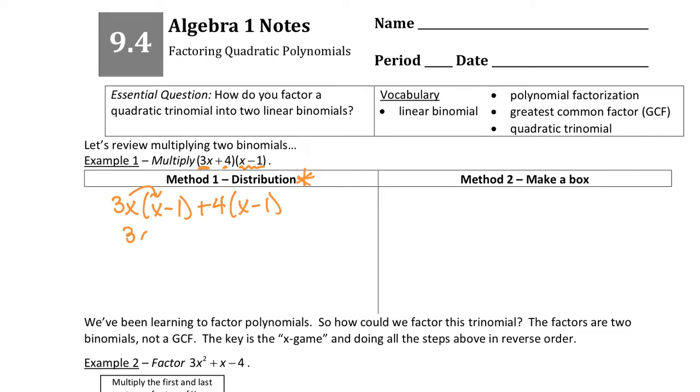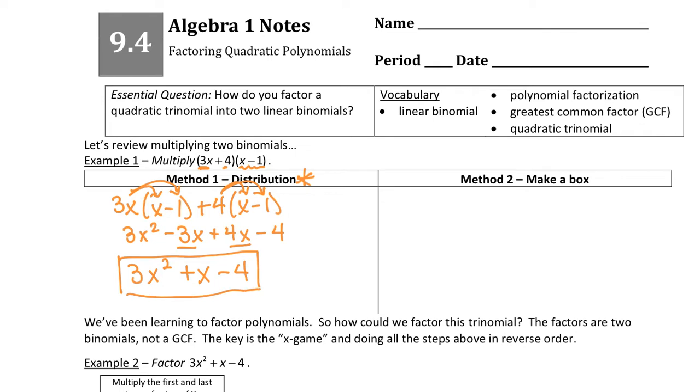3x times x is 3x squared. 3x times negative 1 is negative 3x. 4 times x is plus 4x. And 4 times negative 1 is negative 4. My like terms are usually the middle two terms. And my final answer is 3x squared. Negative 3x plus 4x is plus 1x, but I'm just going to write x minus 4, and that is my final answer.